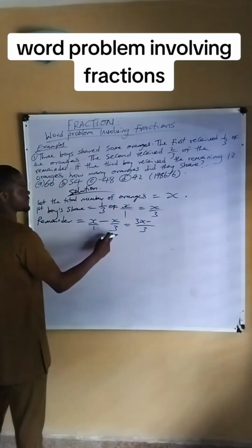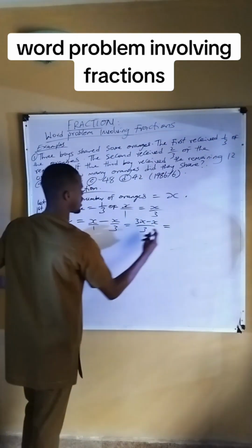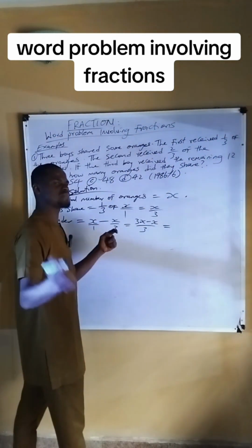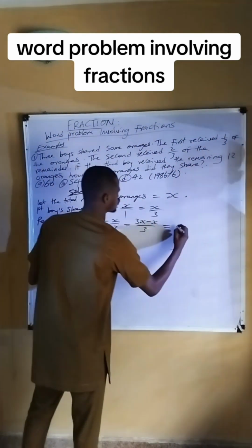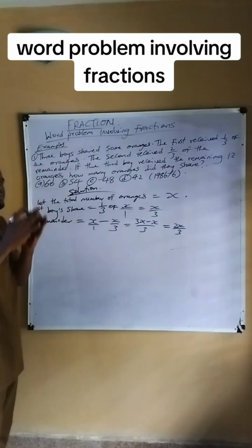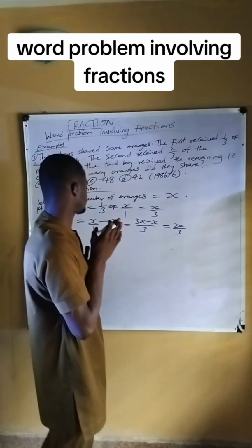This minus, you bring it here. 3 divided by 3 gives us 1. 1 times S gives us S. We are going to have 3S minus S. That means 3S minus 1S will give you 2S, all over 3. This gives us the remainder after the first boy has collected his share.